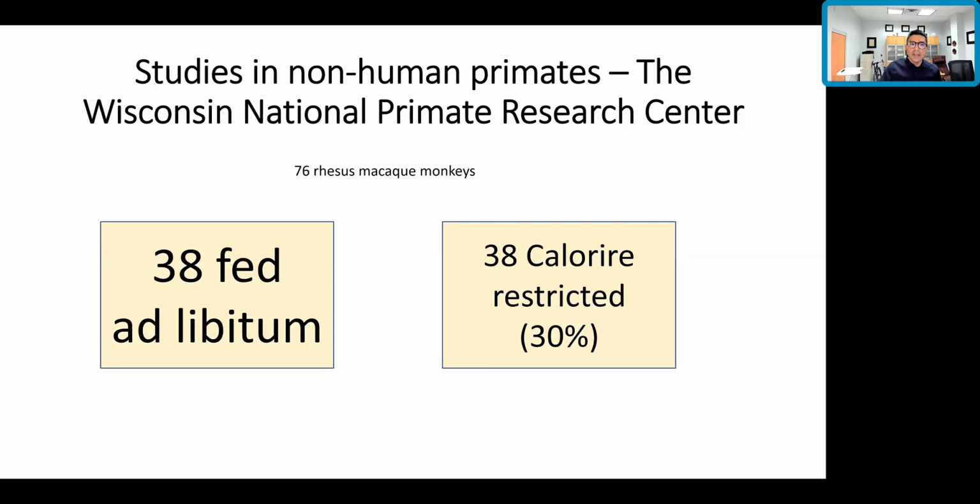They took about 76 monkeys. They studied their feeding behavior. In fact, they studied the feeding behavior of all 76 animals before and saw how much they were eating. The 38 that they utilized for the ad libitum group, which meant that they ate as much as they were eating before. The other 38, their calories were restricted by about 30%.